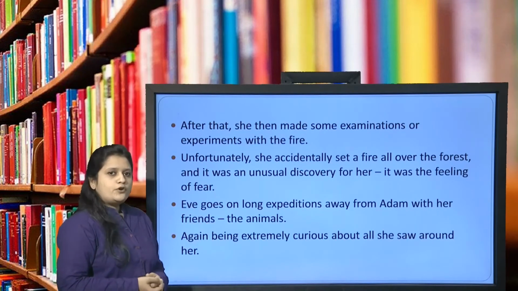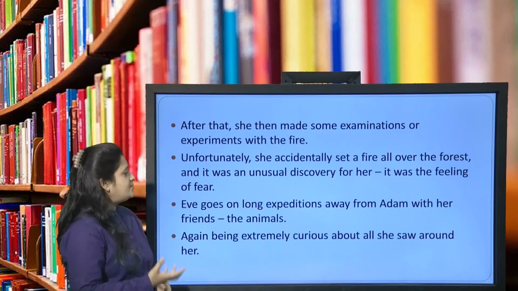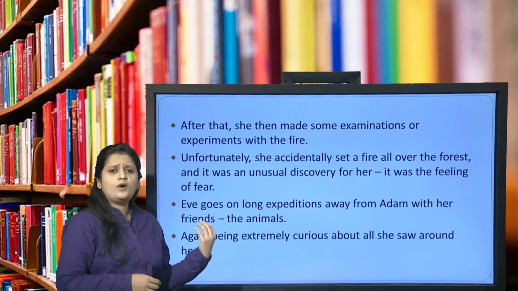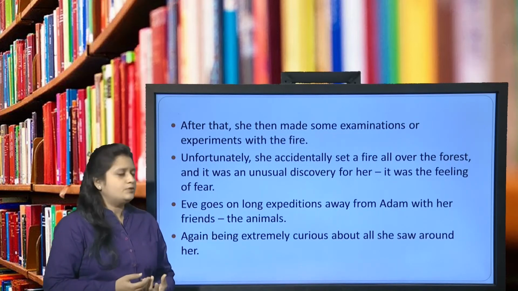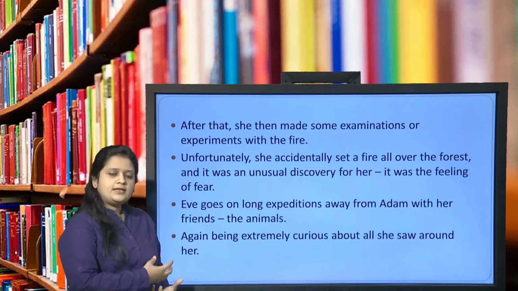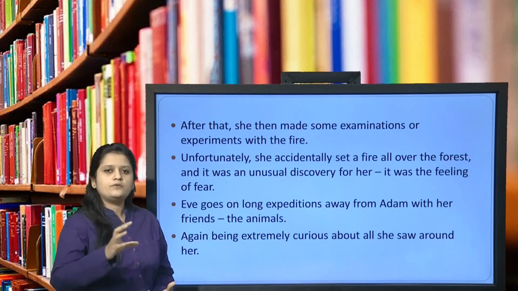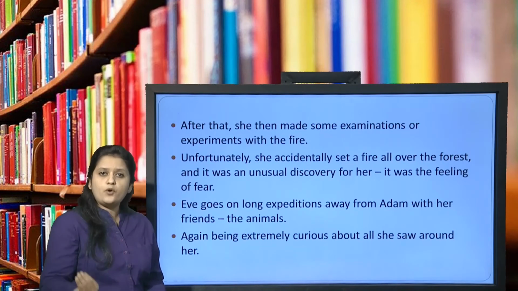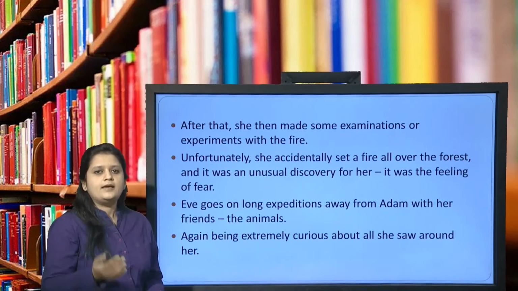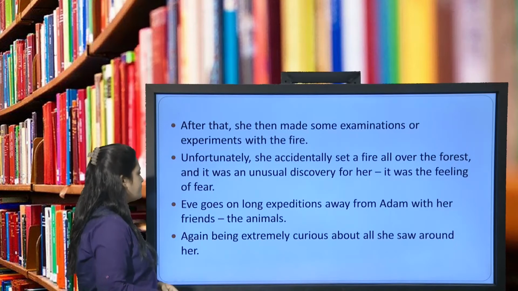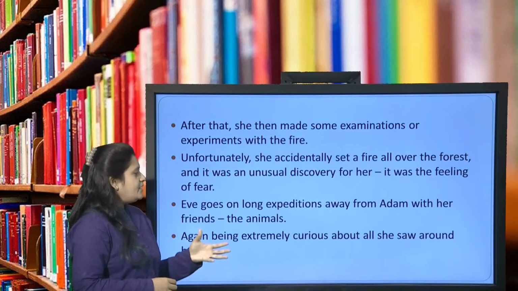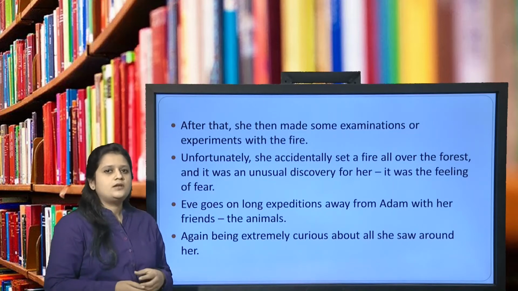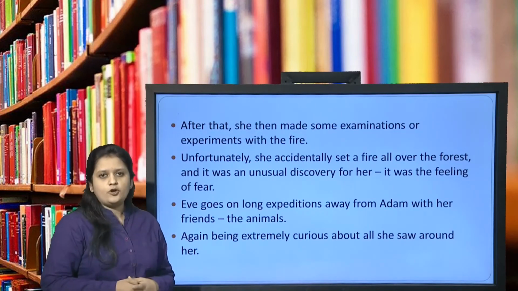Again, Eve goes on long journeys, long expeditions away from Adam with her friends. Now, who are her friends? The animals. So she loses herself in the forest, in the animals, in exploring what the Garden of Eden has in store for her. Again, being extremely curious about all she saw around her, she was amazed by all the creation of God.